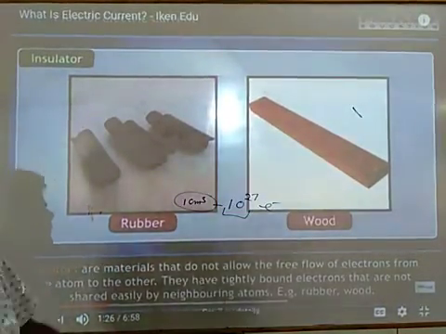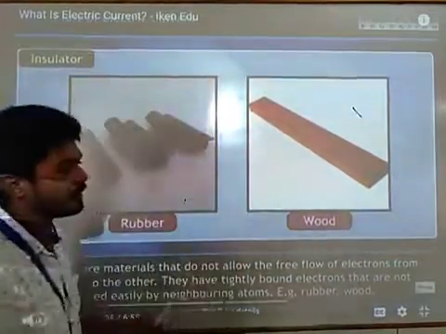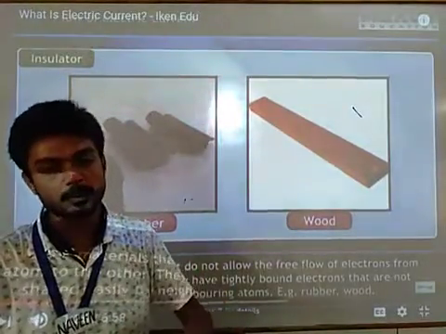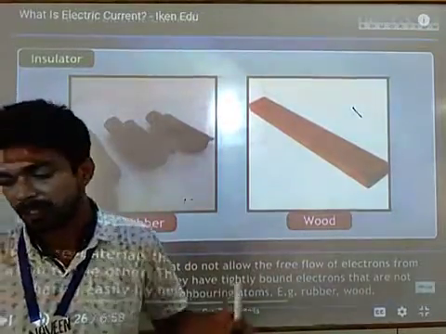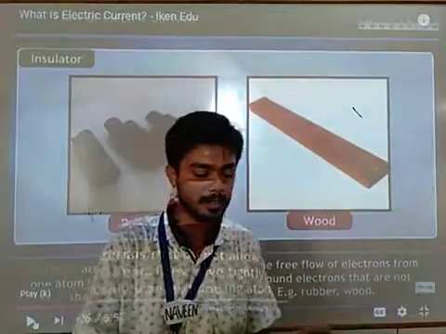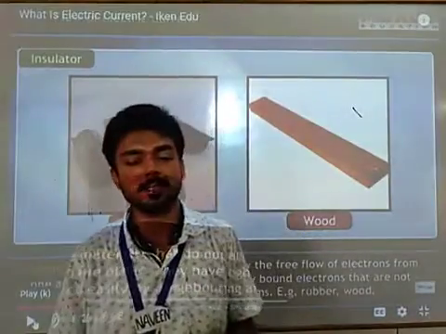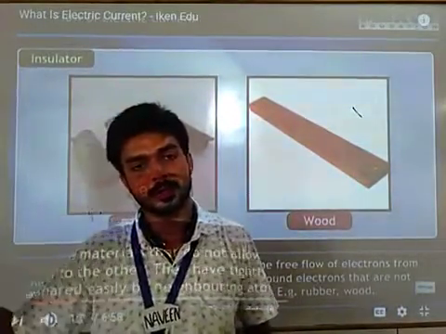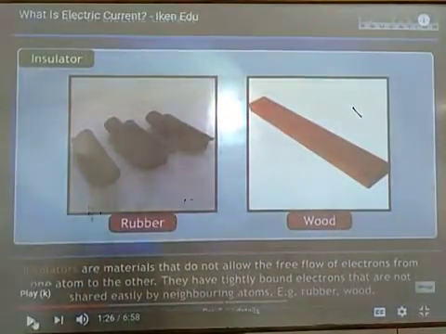If we talk about the insulators, then in insulators these revolving electrons are tightly bound. They cannot easily move, they cannot easily leave the nucleus. We have already discussed conductors, insulators, and semiconductors. About the semiconductors, we will have a lot of discussion in the last chapter.